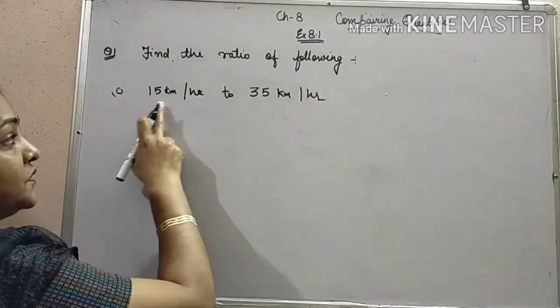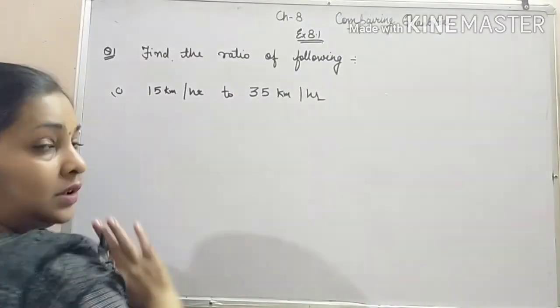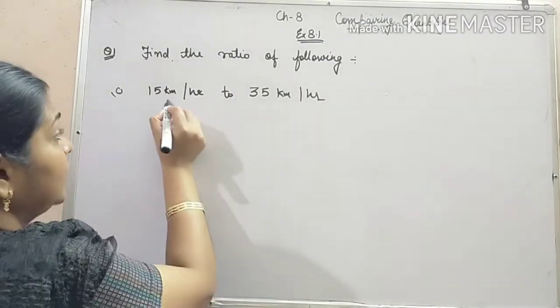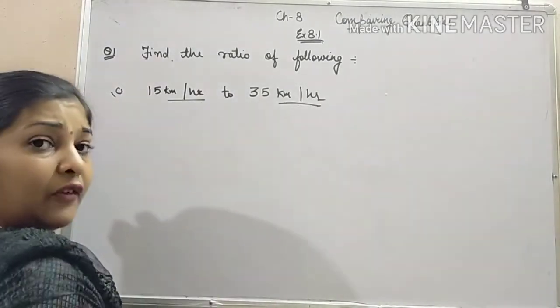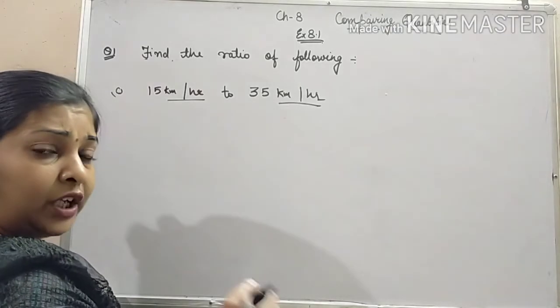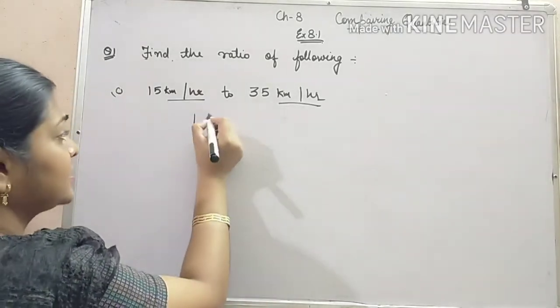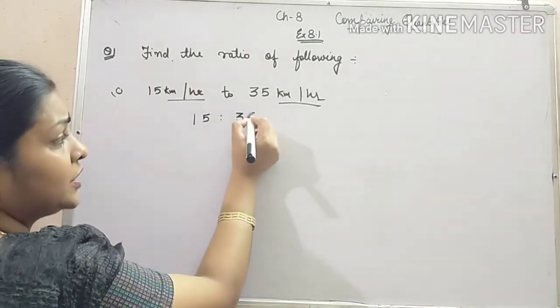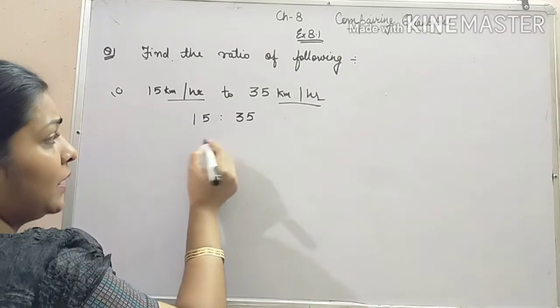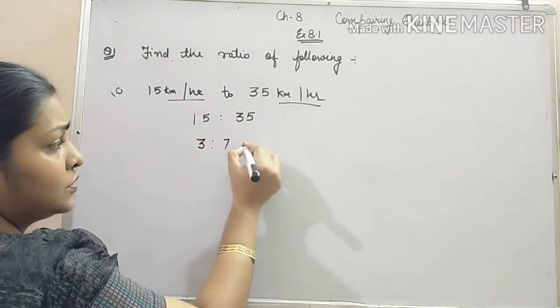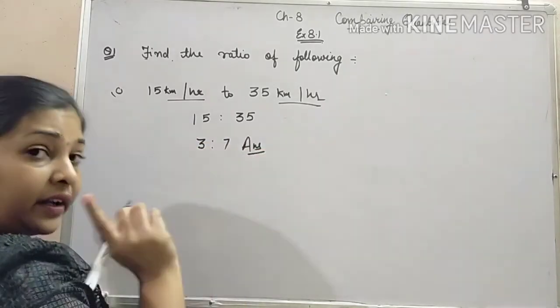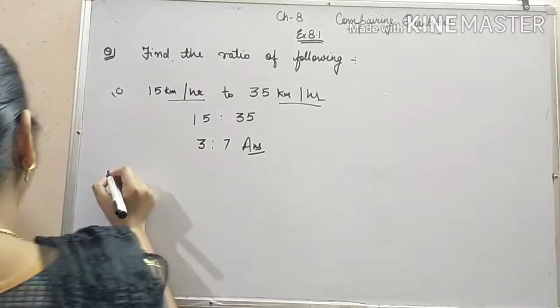Here the problem is 15 km per hour to 35 km per hour. Now the units are the same. Whenever units are the same, you need not do anything, just write it in ratio form. Now both are divisible by 5, it will be 3 is to 7. This is your answer, and ratio is a unitless quantity.